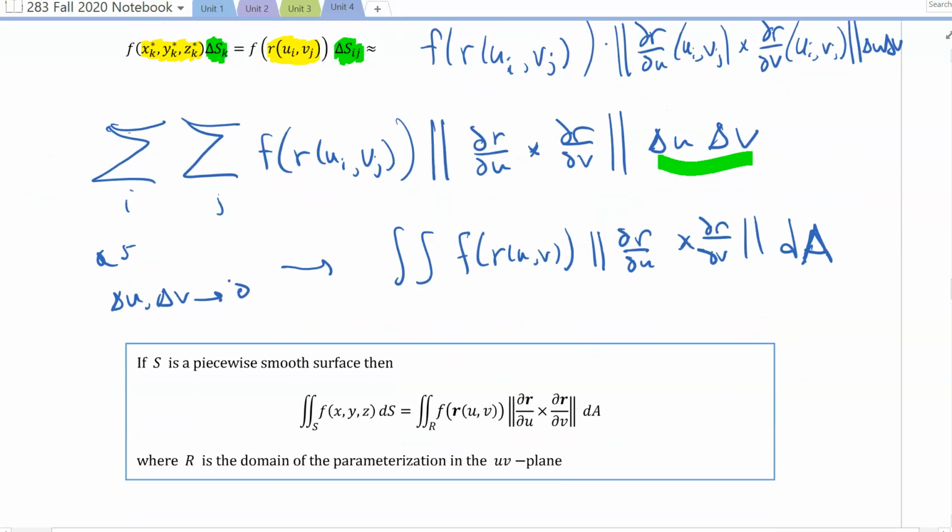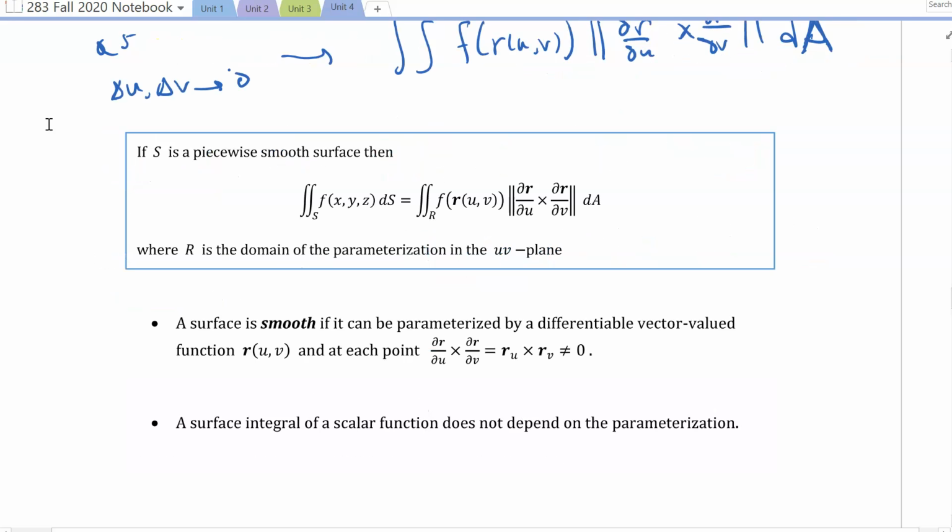So if we have a piecewise smooth surface and we have a continuous function f, we can integrate the scalar function over the surface, and this is how we do it. All right, so we have to use a parameterization of the surface. Capital R is the domain of the parameterization in the UV plane. Little r is the parameterization function, and that's how we evaluate a surface integral. Okay, a couple of comments to add on to that. Again, we're pulling the problem back via the parameterization little r to a region in the UV plane. Typically, that's going to be a rectangle.